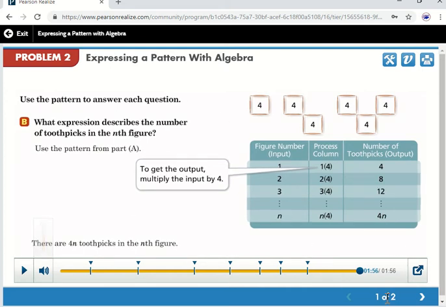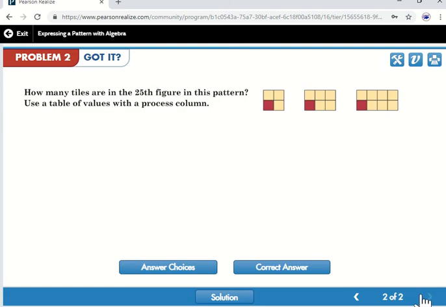And this one looks like it's done, but down here in the lower right, it seems that there's one of two. So here's the second one. And again, we can try this one on our own. How many tiles are in the 25th figure? It's interesting that they make a red one. They didn't say how many.